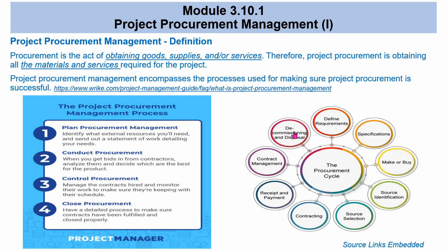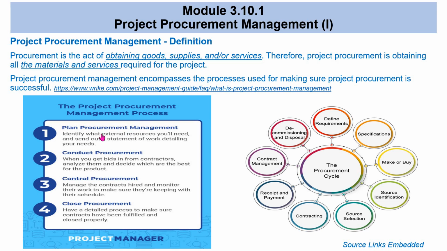Part of procurement could also be getting people from other companies to work for your project, which means you still have to define the requirement, source which company can give you the right people, and pay for it, and they do the job and you can close the loop when it's done.